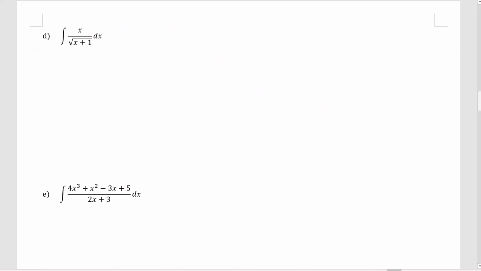Okay, so let's continue to look at part D. Well, what's the inner function? We usually look at the denominator, right? And we have the square root. So let u be the thing inside the square root, x plus 1. Okay, then what is du, or dx, right? Let's try to plug in. So dx is du. And we have the square root of u at the bottom. But I still have x.